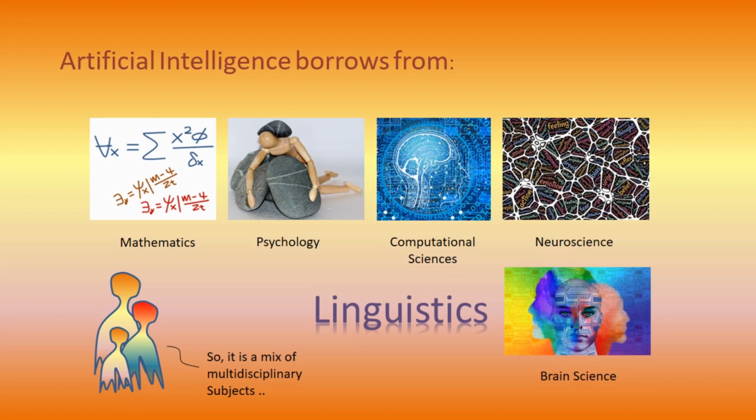Since artificial intelligence systematizes and automates intellectual tasks, it is considered to be potentially relevant to a much wider variety of human intellectual activities. Artificial intelligence borrows largely from mathematics, psychology, computational sciences, linguistics, brain sciences, neurosciences, etc.